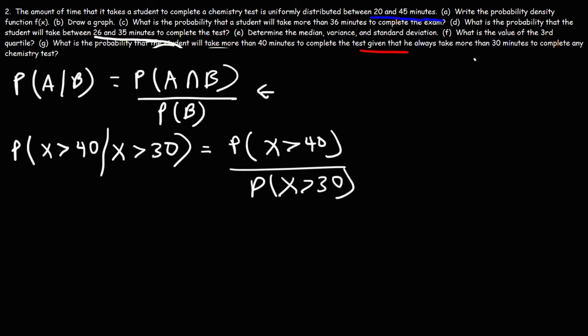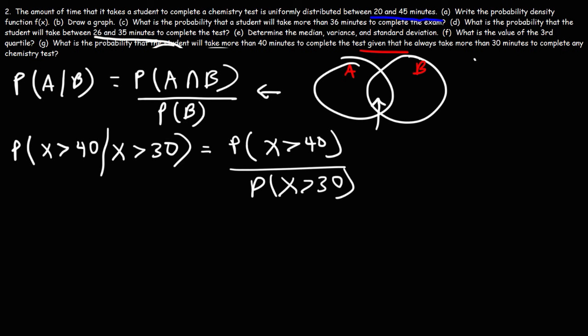Now, looking at the first formula, we can illustrate this with a Venn diagram. Let's say A is on the left, B is on the right. So where the two circles overlap, that is the intersection of A and B. So the probability that A will occur, given that B has already occurred, is basically the area of this portion, that is the intersection of A and B, divided by the entire area of the circle that's represented by B. Now in this problem, we're going to do something similar.